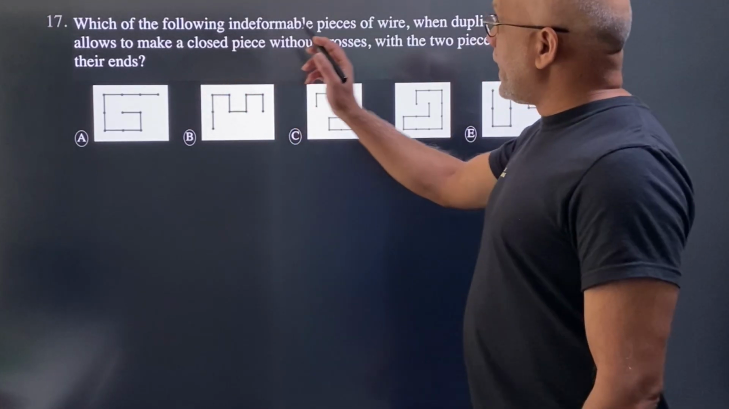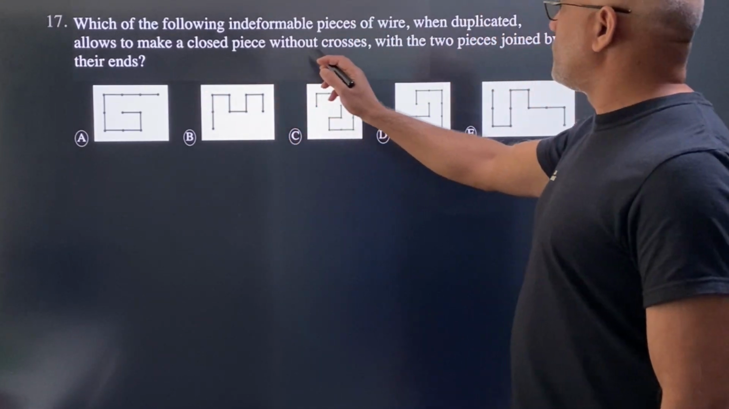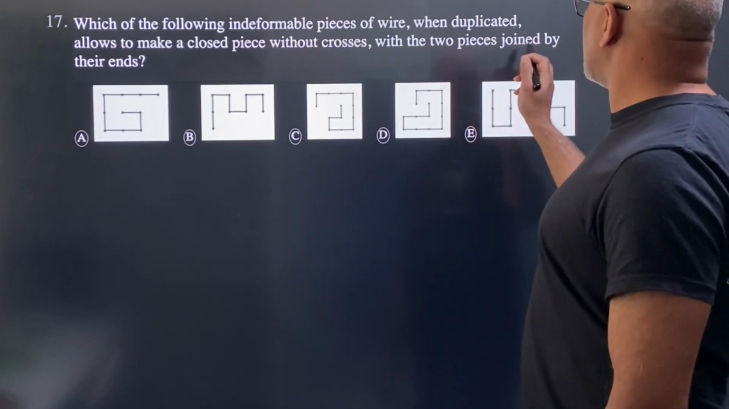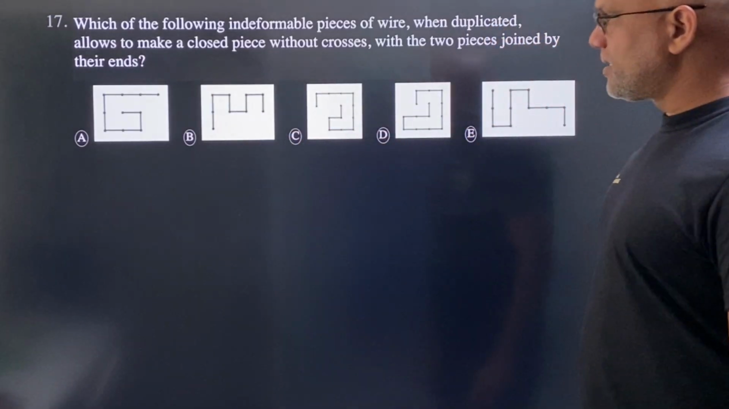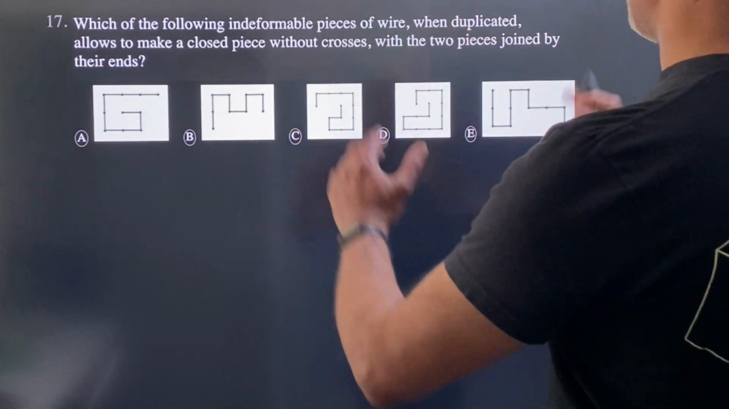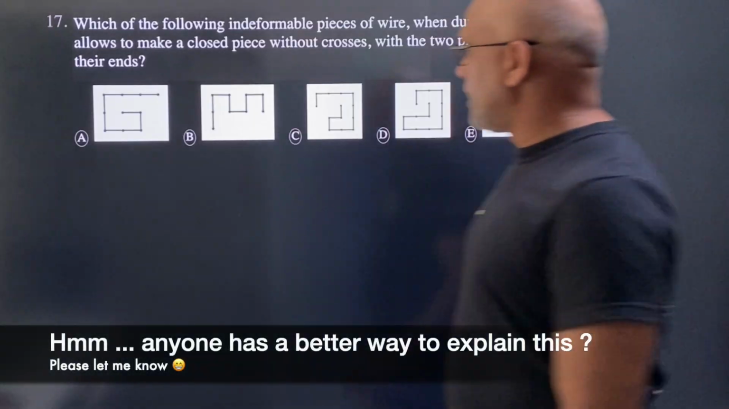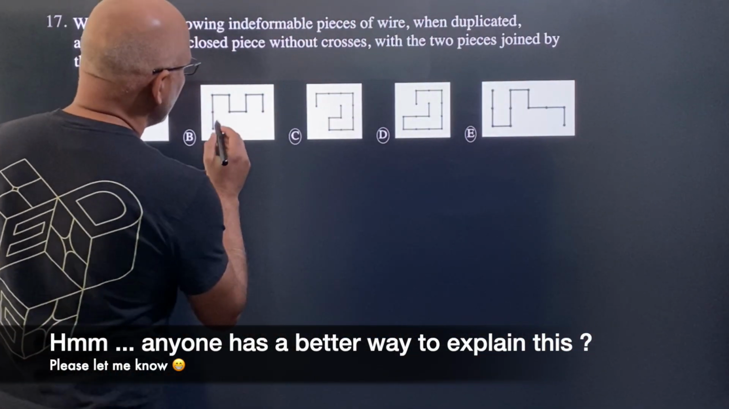Which of the following indeformable pieces of wire, when duplicated, allows to make a closed piece without crosses with the 2 pieces joined by their ends? This requires a little bit of imagination, but just by looking at it, seems like this is the one that is going to work. Let me actually just complete the grid here.